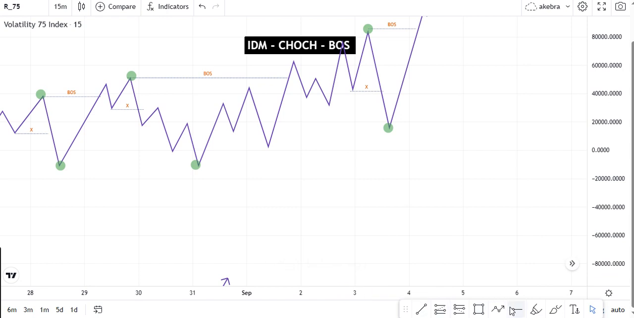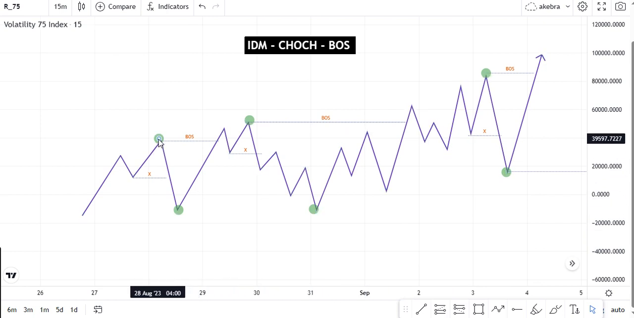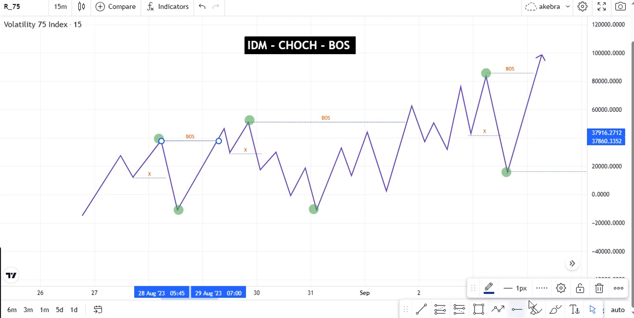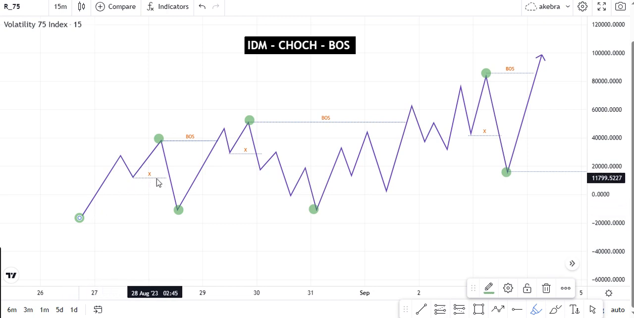A change of character is when the market breaks the major structure's low. Okay, so according to the major structure, this is our lowest point. This is our lowest point according to structure. And after the market takes that inducement, this becomes our high. We only mark out the high after inducement is taken out. We cannot mark out the low, but this is our low.